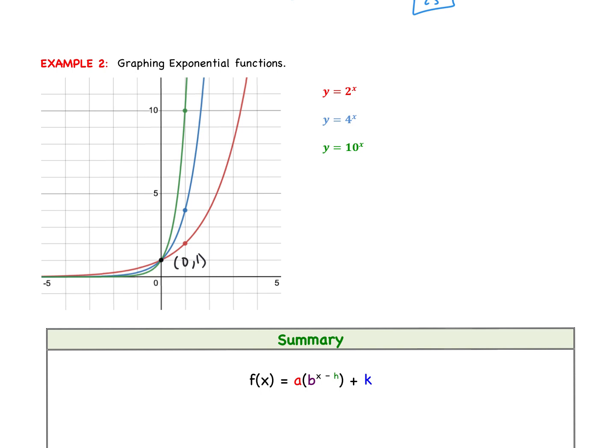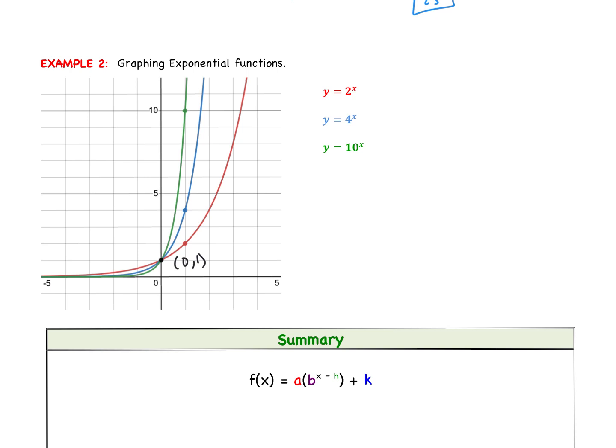Related. Are they all going to positive infinity? Okay, they're all going to positive infinity. What is the difference as we go from 2 to the x to 10 to the x? In terms of like the slope. It's steeper. You see that? Higher number is going to be a steeper graph.